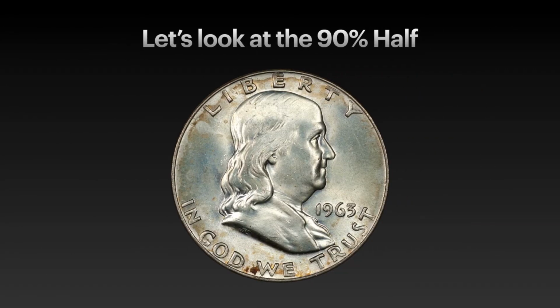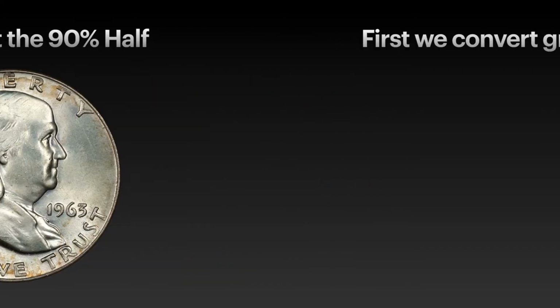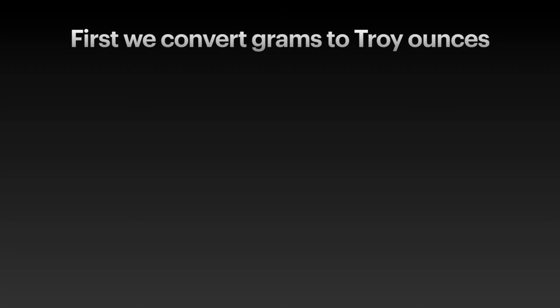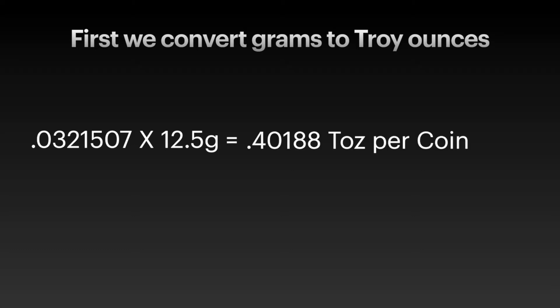So how can we figure out our multiplier? We're going to start by looking at the 90% half. So first we convert the weight of that coin from grams to troy ounces. So we take that multiplier, the 0.032, and we multiply it by the 12.5 grams to land at 0.40188 troy ounces per Benjamin Franklin or pre-1965 half dollar.